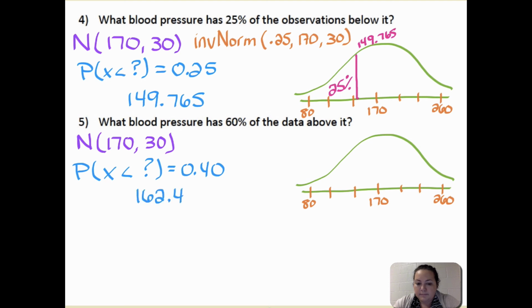All right. When I plug it in my calculator, inverse norm, 0.40, 170, and 30, I get 162.4. So 162.4, 40% are below it, which means 60% are above it. That one's a little bit trickier.